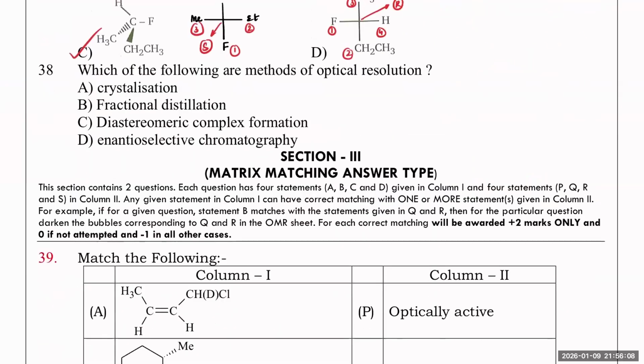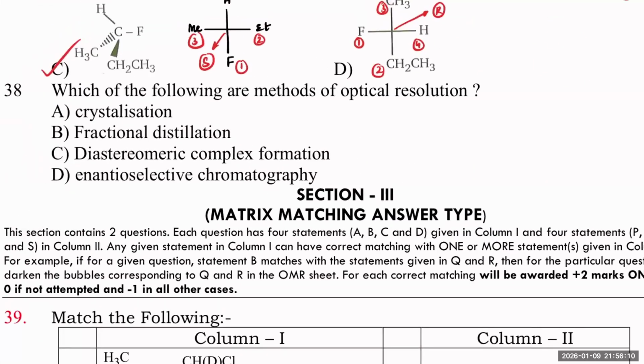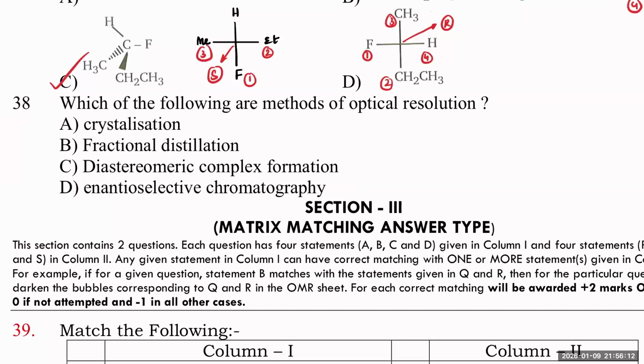Right. Next. Which are the following methods of optical resolution? See, for resolution, we use crystallization, we use chromatography, we use diastereomeric complex formation. We cannot use fractional distillation because fractional distillation cannot separate enantiomers, while A, C, and D can be used for enantiomeric separation.